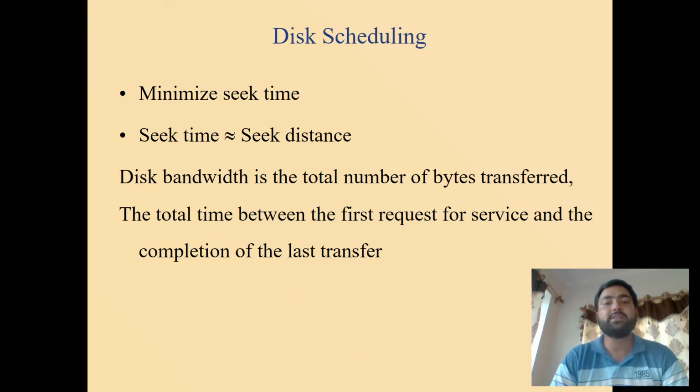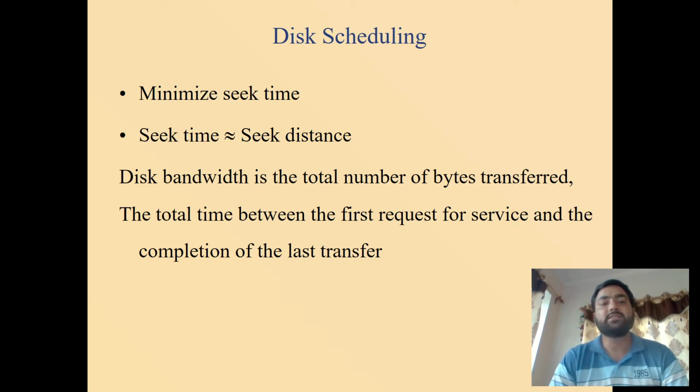Also, the goal of the disk scheduling is to minimize the seek time, because rotational latency and transfer time cannot be changed. So the main target of the system is to minimize the seek time. And what actually is seek time? Seek time is actually equivalent to the seek distance. That means if the distance of travel of the read write heads from its current location is increased, then the time will automatically be increased. And if the distance is short, then the time taken will also be less.